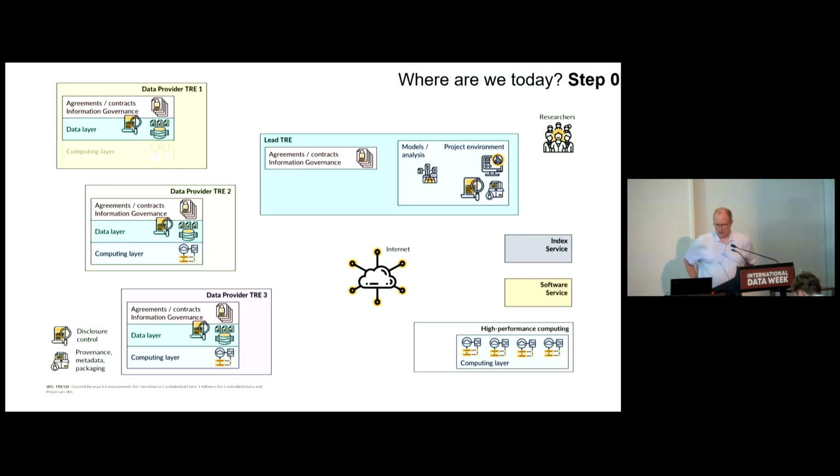So if you think about how a federated project would work today, most researchers will have to have individual agreements with each TRE. They would log into each one individually, and they'll go and do their research, and then they'll pull that analysis out and try and do some sort of meta-analysis. So that's what happens internationally. It's also what happened, for example, in the UK around COVID.